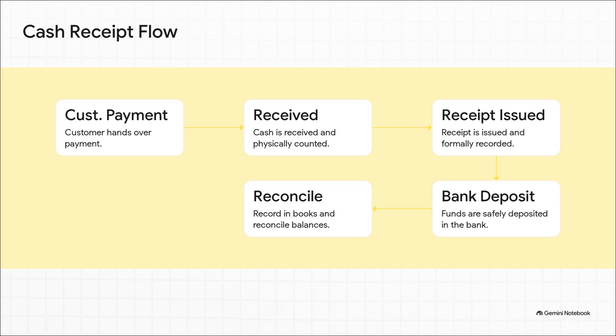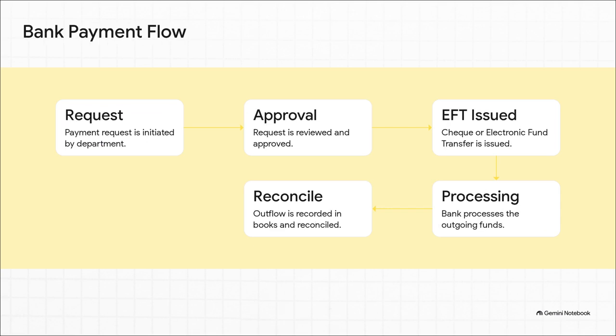Step 4, the deposit is made in the bank, maybe transported safely by an armored car. And Step 5, accounting will record it in the books and reconcile. Our audit focus for this entire life cycle is authorization, accurate recording, timely deposit, receipt control, reconciliation, and the strict safeguarding of cash. Now let's flip it.